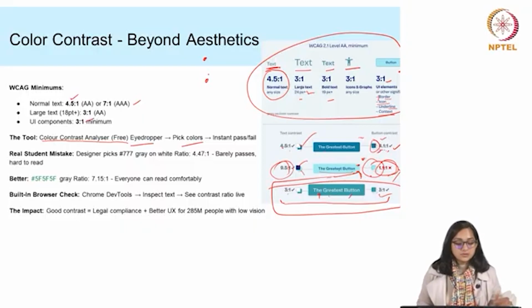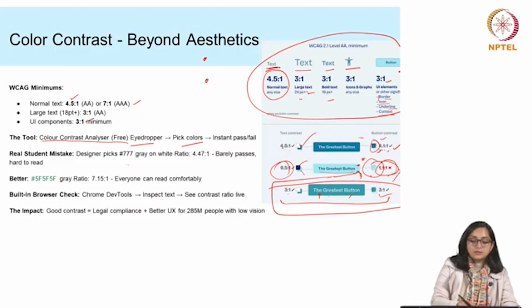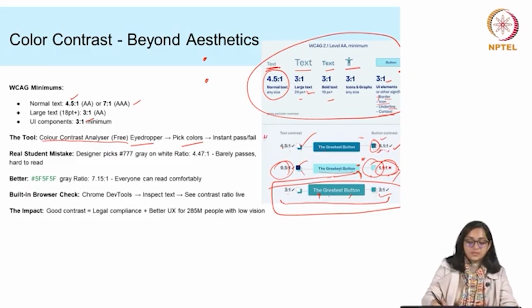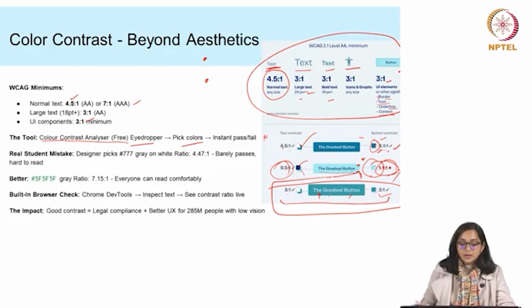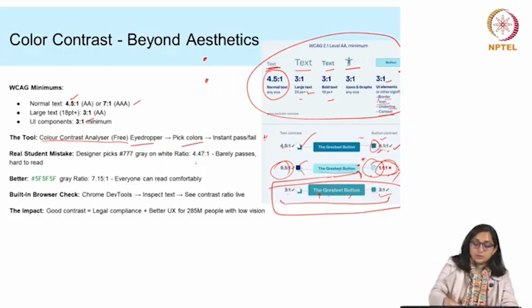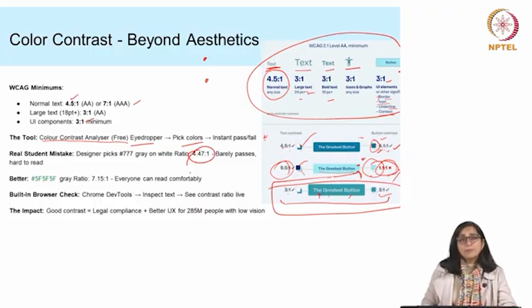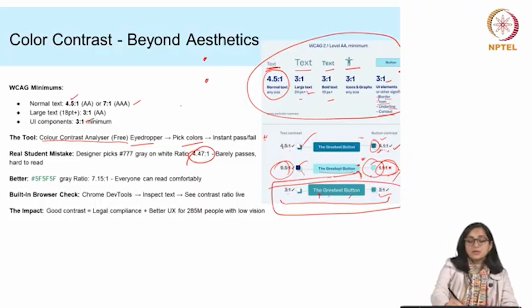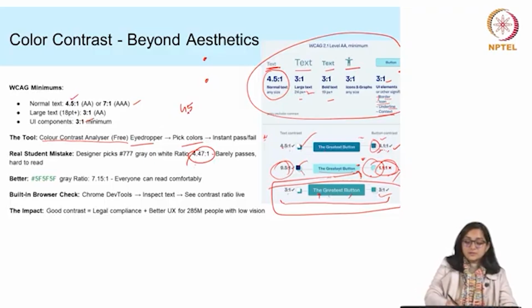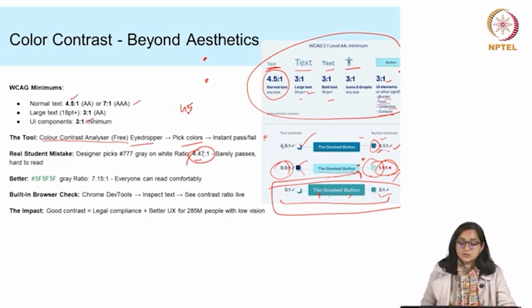Now real student mistakes. For example, a designer picks #777 gray on white, ratio 4.47:1, barely passes, hard to read. Better is another type of gray, a darker gray, where the ratio is much higher and everyone can read comfortably. So also you have to see that it's not barely passing, right? If 4.5 is required and it is 4.47, then it is not really passing.